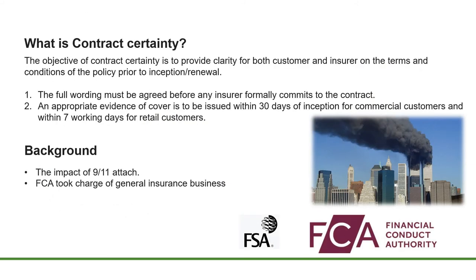So what is contract certainty? The objective of contract certainty is to provide clarity to both the customer and the insurer on the terms and conditions of the policy prior to the inception or renewal. It's very important, right? Both of these parties should be totally aware of what they are agreeing, and it is important for both of them. The full wording must be agreed before any insurer formally commits to the contract. That is point number one.